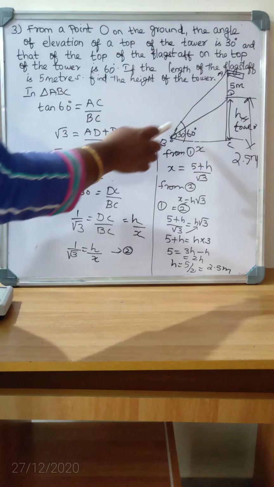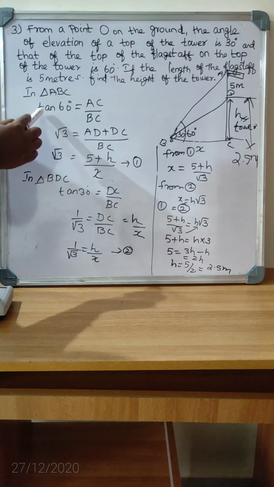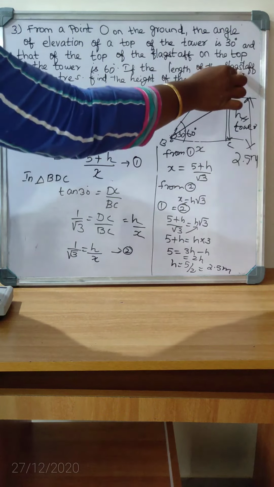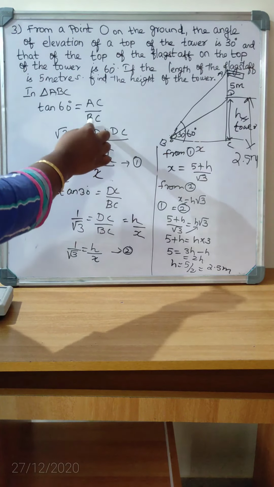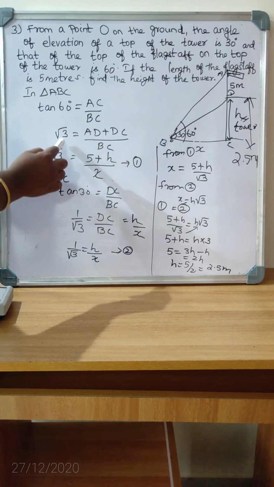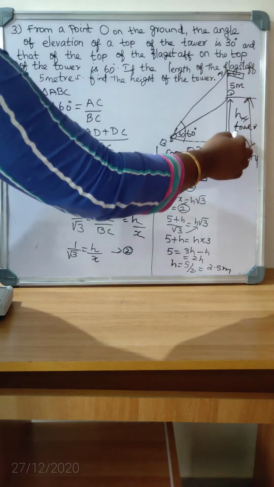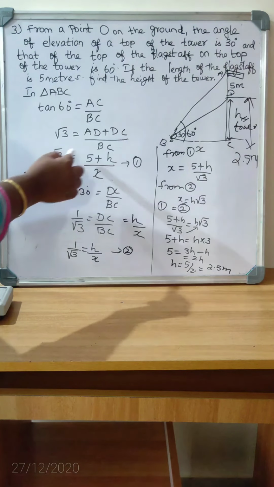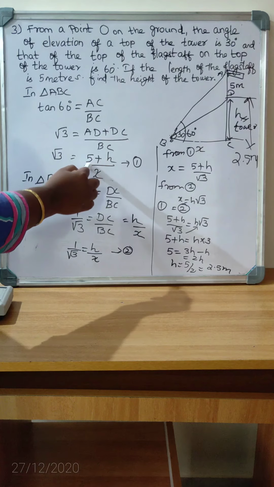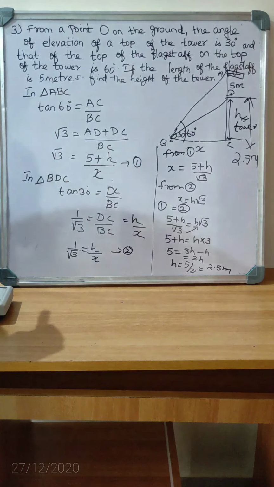So now first I have taken the bigger triangle, that is nothing but ABC. So in ABC, tan 60 equal to AC, that is opposite, by adjacent BC. So tan 60 value is root 3 equal to AD plus DC. So AC you can even write it as AD plus DC divided by BC. So root 3 equal to (5 plus H) by X, because BC I have taken as X.